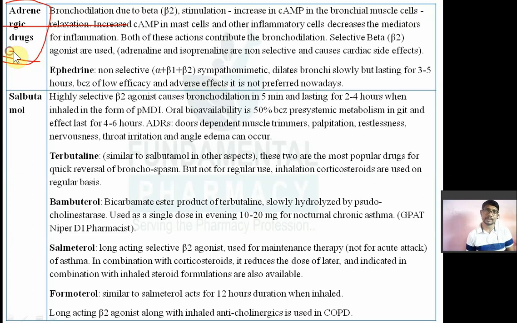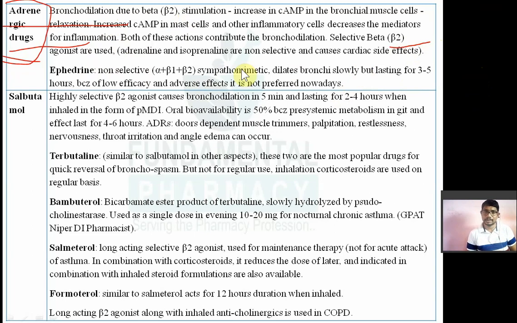First, they act on the beta receptor on the bronchial muscle cell. They will increase the cyclic AMP level inside the cell and cause relaxation of bronchial smooth muscle. And in the mast cell or other inflammatory cells, they will prevent the release of inflammatory factors. Both actions contribute to the bronchodilation caused by beta 2 agonists, whichever beta 2 agonist is used.